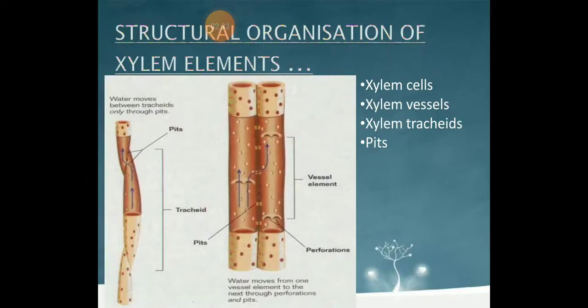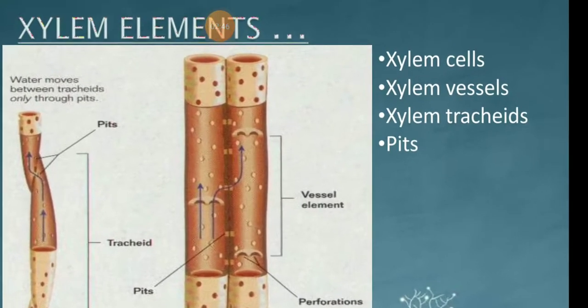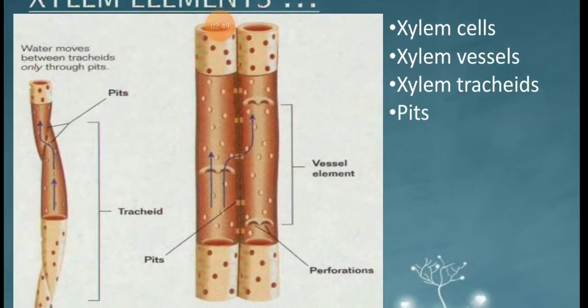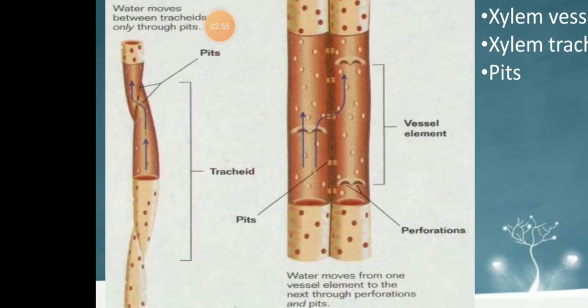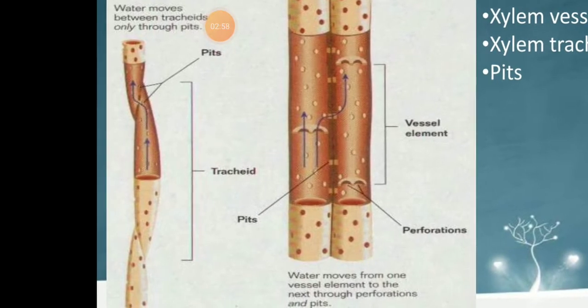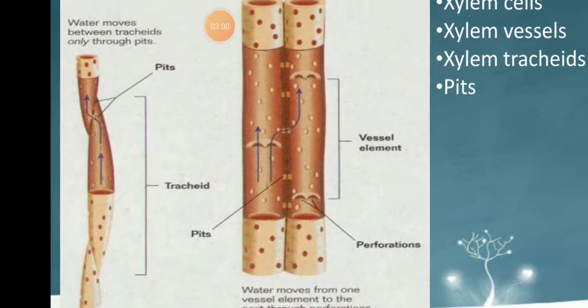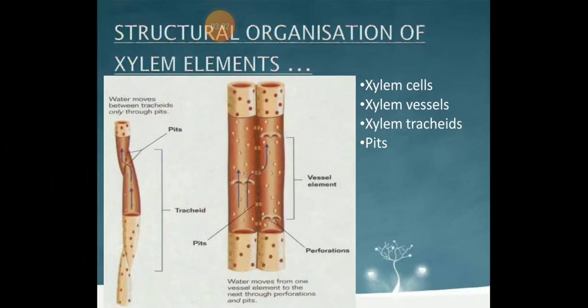Coming to the structural organization of the xylem elements, the xylem mainly consists of four elements: xylem cells, xylem vessels, xylem tracheids and the pits. This diagram is showing the brown colored region, which is the xylem vessels, and this is the xylem tracheids, and the marked one is the pits. These are mainly involved in the ascent of sap.